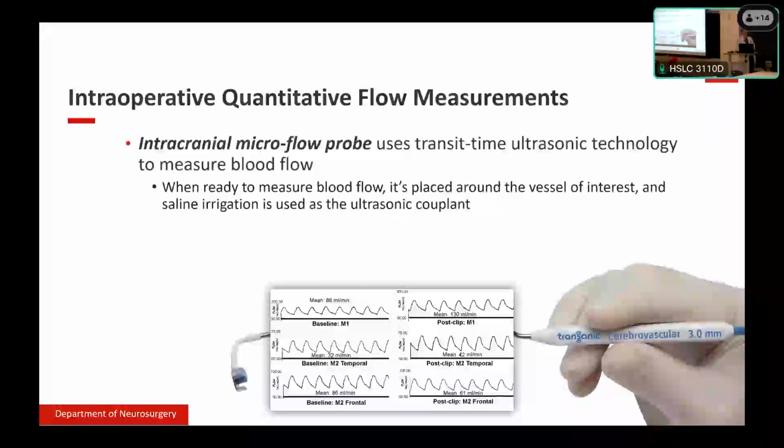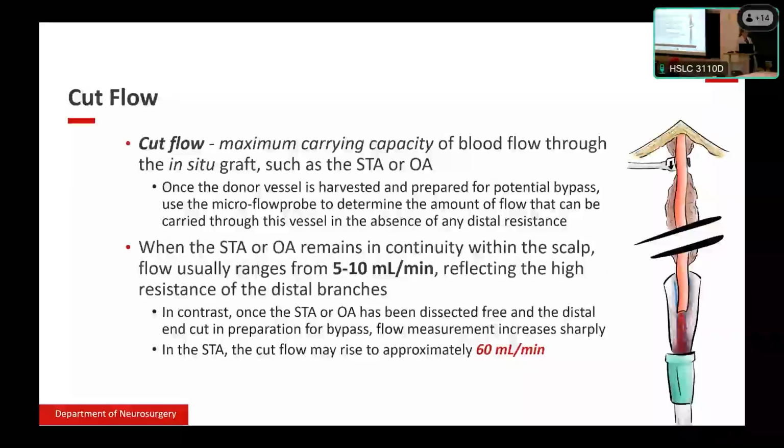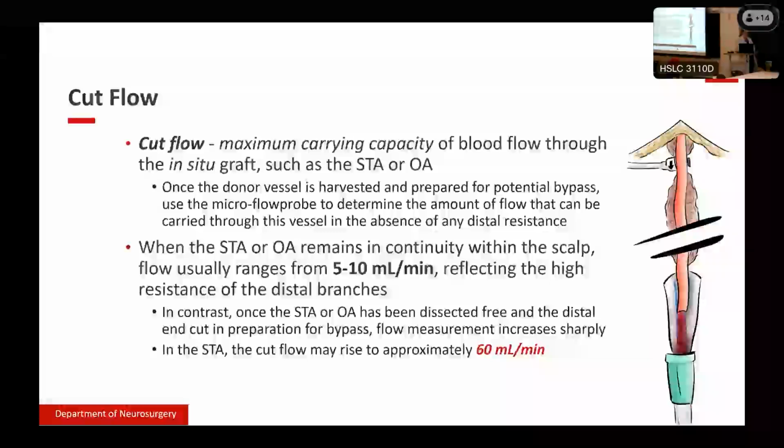And I already mentioned this, that's how you use it. You just place the tip around the vessel. So cut flow, this term actually indicates essentially what it says, what an artery, when it is cut, what the flow is through it. So what is the maximum carrying capacity of blood flow through an in situ graft, such as the STA? So once you harvest the vessel and prepare it for the bypass, you use the flow probe to determine the amount of flow that can go through it if the resistance was 0.